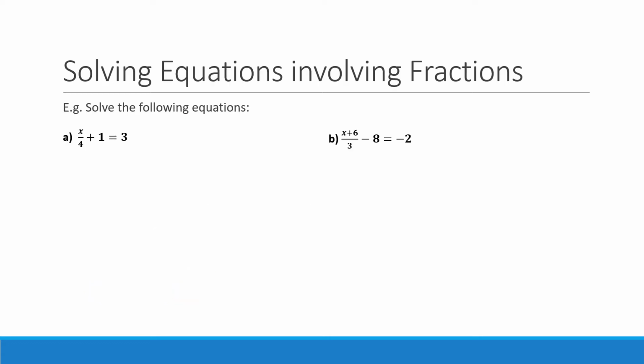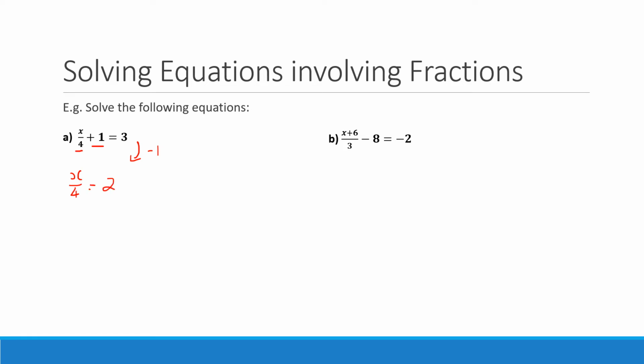All right, so we're just going to get into it and do a couple of examples, and then talk through some of the specifics about each example as we go. So for this first one, pretty straightforward. We've got an x divided by 4 here and a plus 1. The first step we have to remove is the plus 1. So we're going to subtract 1 from both sides. x over 4 is going to equal 2.